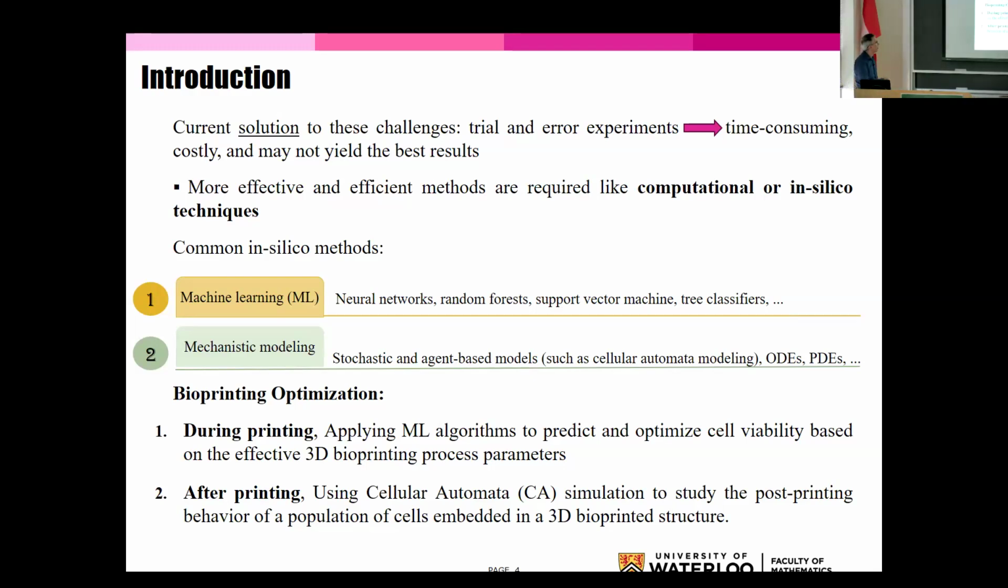And there are two optimization problems for us. One is during printing, how we can design the parameters such that we get the maximum cell viability. And also after bioprinting, how we can use, let's say, a cellular automata simulation in our case, to study post-printing behavior of the population of cells embedded in this 3D bioprinted structure.